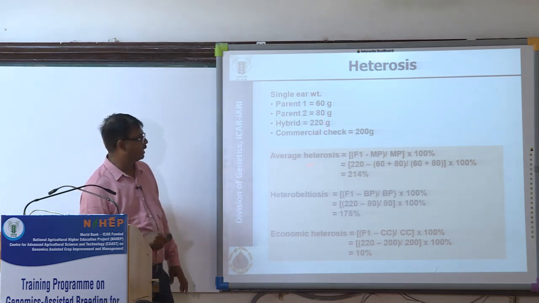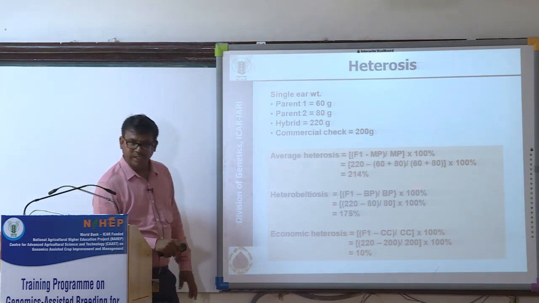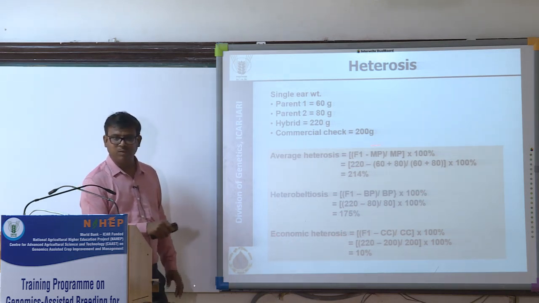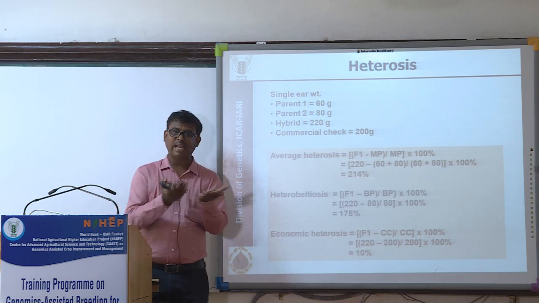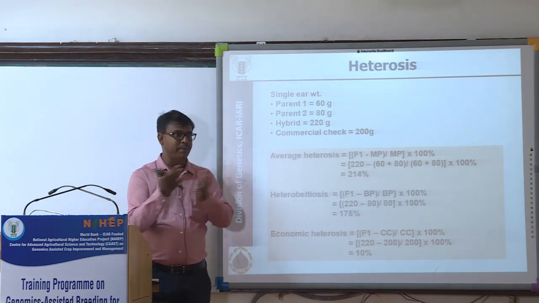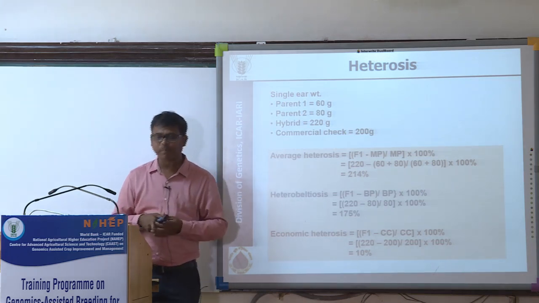That means heterosis is taking place. So, you can calculate average heterosis, heterobeltiosis, and also economic heterosis considering any commercial check. If the cob is given, they can weigh it in their balance, and if you give the cobs of P1, P2 and F1, one can calculate the extent of heterosis in that crop, right.